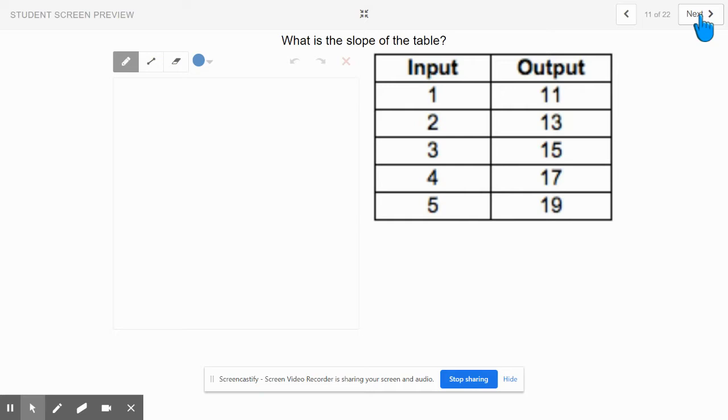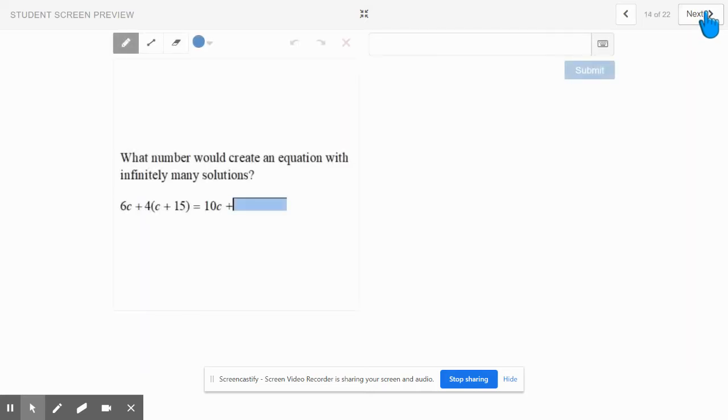We did this one together. I'm going to move on through this. We did a lot of this. Ooh, how about this one? What number would create an equation that would give you infinitely many solutions? Okay, go for it on this.